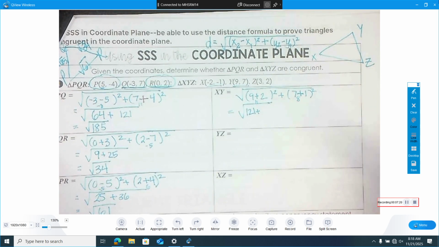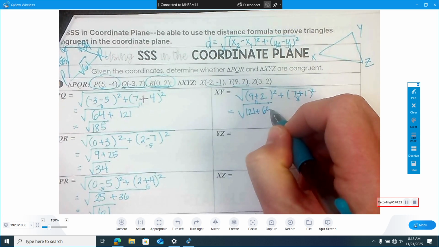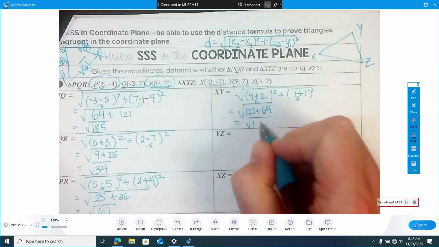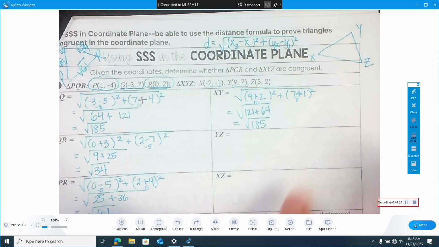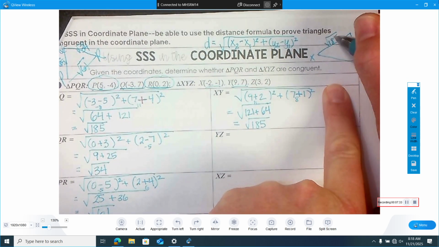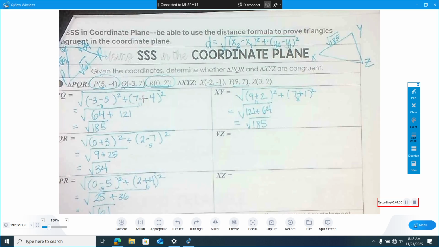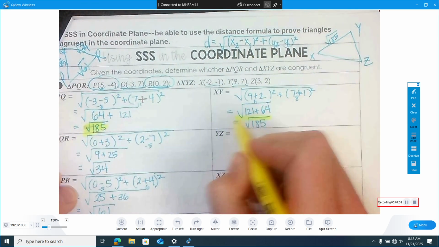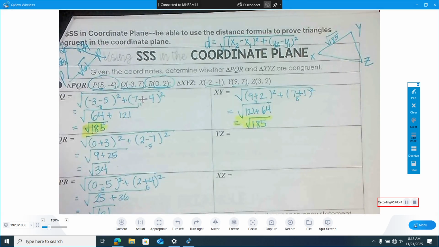And then 8 squared is 64. So, hey, lo and behold, we get 185 under the radical. So, XY is radical 185, and that happens to match the one right next door. That's kind of handy. So, they have one pair of congruent sides.